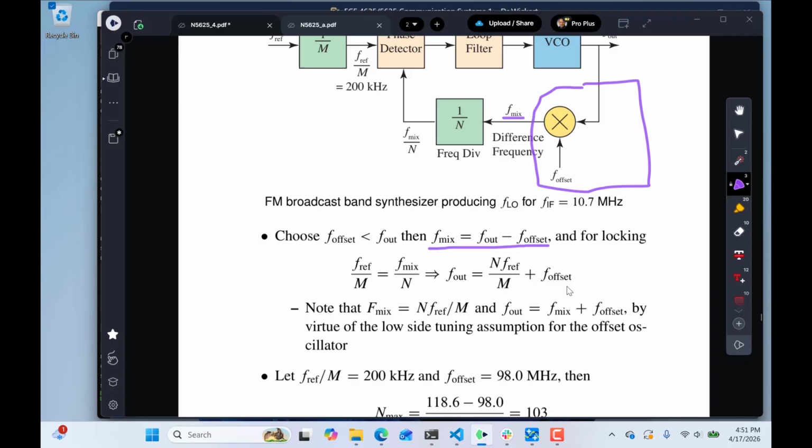In days long ago, when we didn't have digital dividers that would divide at really high frequencies, the offset also provides a means to lower the frequency into the digital divider in the synthesizer. So at any rate, solving for F mix, it's going to be N times FREF over M, and then this is the F out as said before.